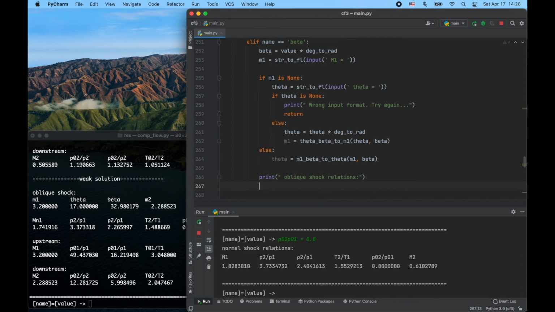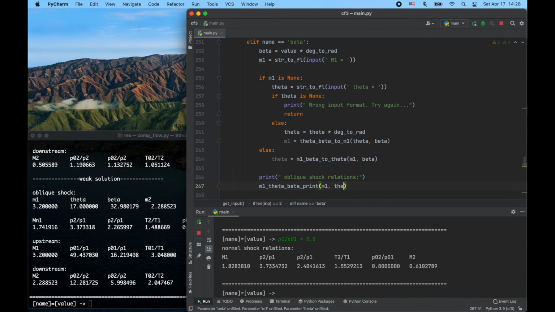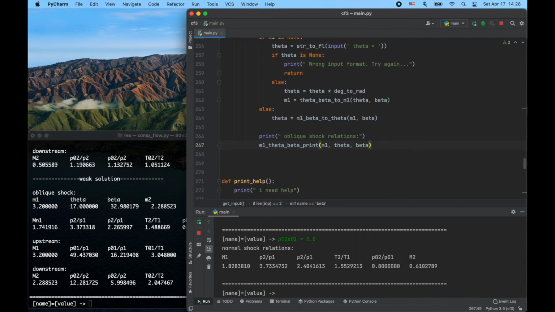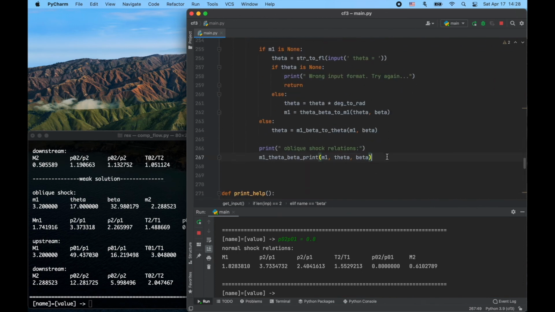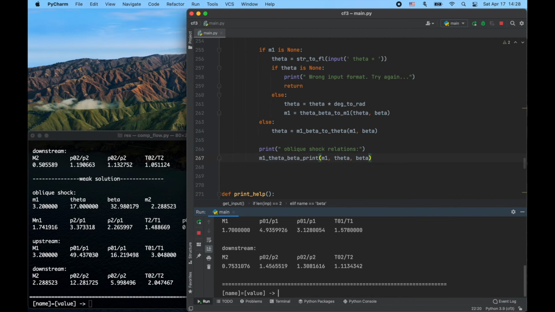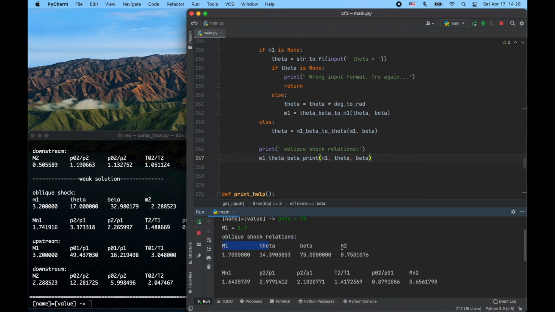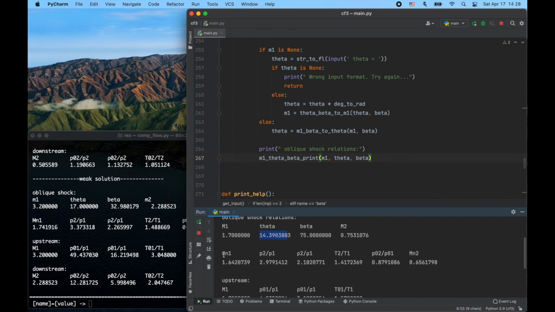Okay, let's try. So if we know beta is 75 degrees, and Mach number 1 is, let's see, 1.7. And the program will tell us this is an oblique shock. And M1 and M2 are this. Theta is given by this. And these are the shock relations, the relations across the shock. And this is the upstream isentropic relation. This is the downstream isentropic relation. All right, this seems to be all right.